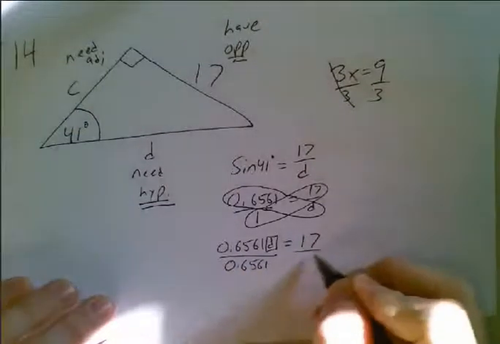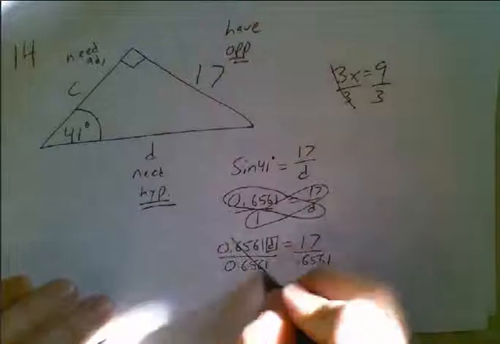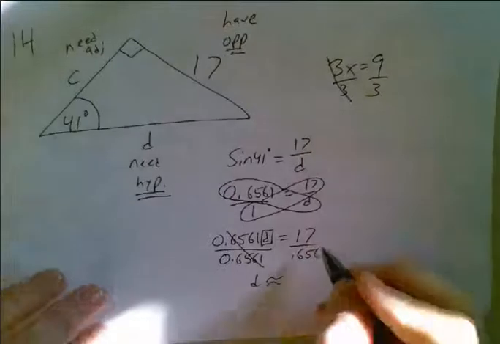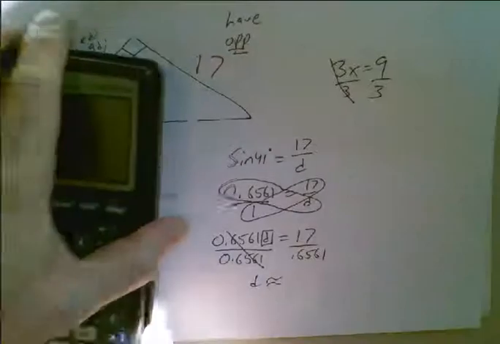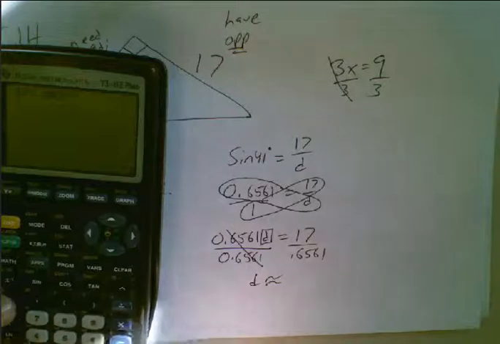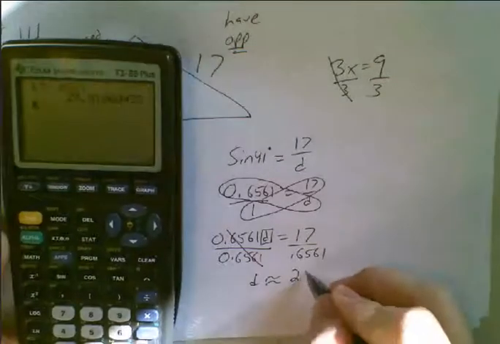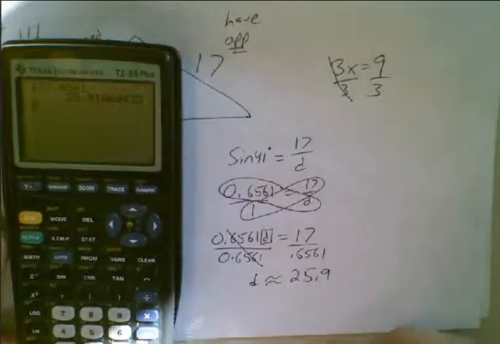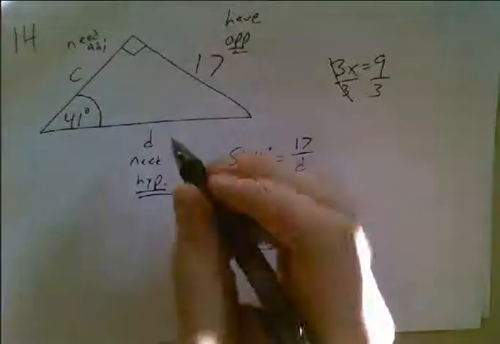Divide by 0.6561. That takes care of that. So D is approximately whatever 17 divided by 0.6561 is. 17 divided by 0.6561 is about 25.9. Alright, so D is about 25.9.